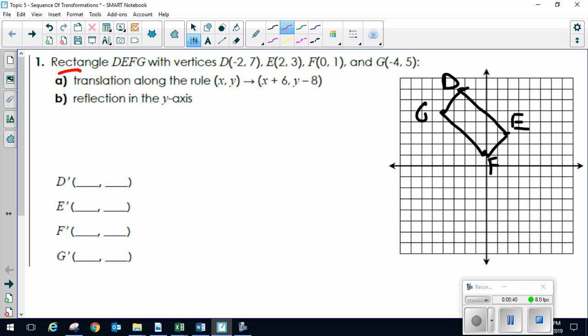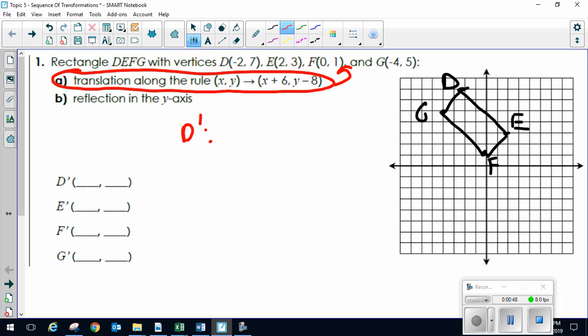First I got to do this part of A, which means I got to apply that to the original image. We're going to apply that to all these points up here. So to get D prime, I'm going to take the negative 2 for X and plug it in. Negative 2 plus 6 gives me 4. And take the 7 for Y and plug it in. 7 minus 8 is negative 1. So 4, negative 1 is D prime, which is right here.